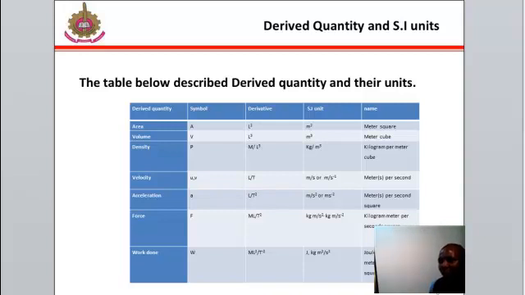Force is represented by capital F. The derivative is ML over T square. That is F equals MA, mass times acceleration. Mass is measured in kilogram, acceleration unit is meter per second square. So that is why we have kilogram meter per second square. Work done is represented by W, and the derivative is ML square over T square, and the unit is joule, kilogram meter square per second square.